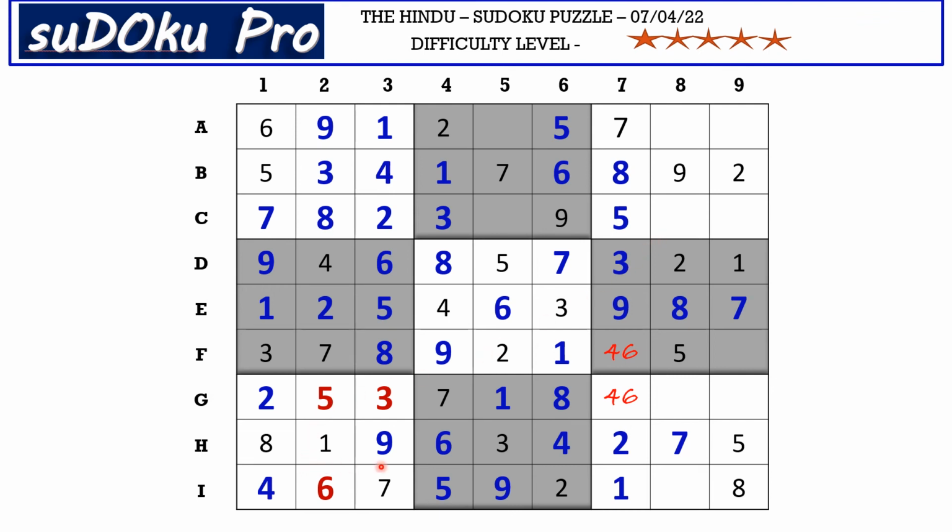In I row, the only missing number is 3. Fine. Here, actually we miss 6, 4 and 9. There is a 9 here blocking this cell, so 9 goes here, and now there's only one empty cell and it takes this complementary pair. Let's fill this with 4, 6. And also in this block there is only one empty cell, that means it also takes the complementary pair 4, 6.